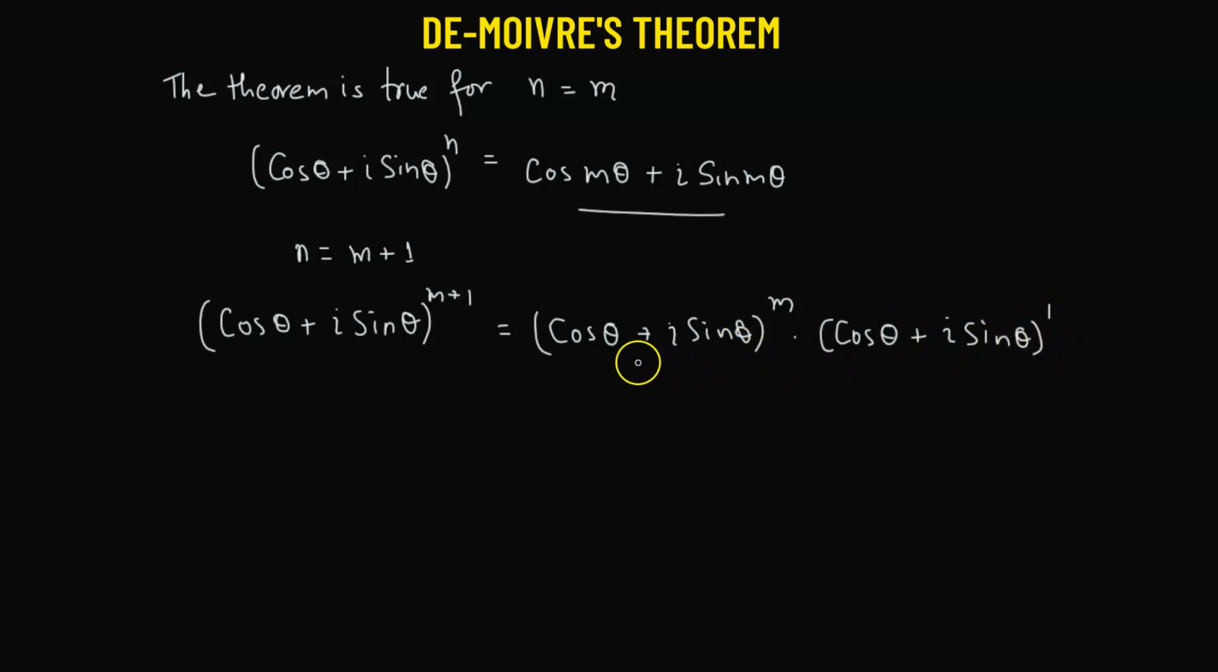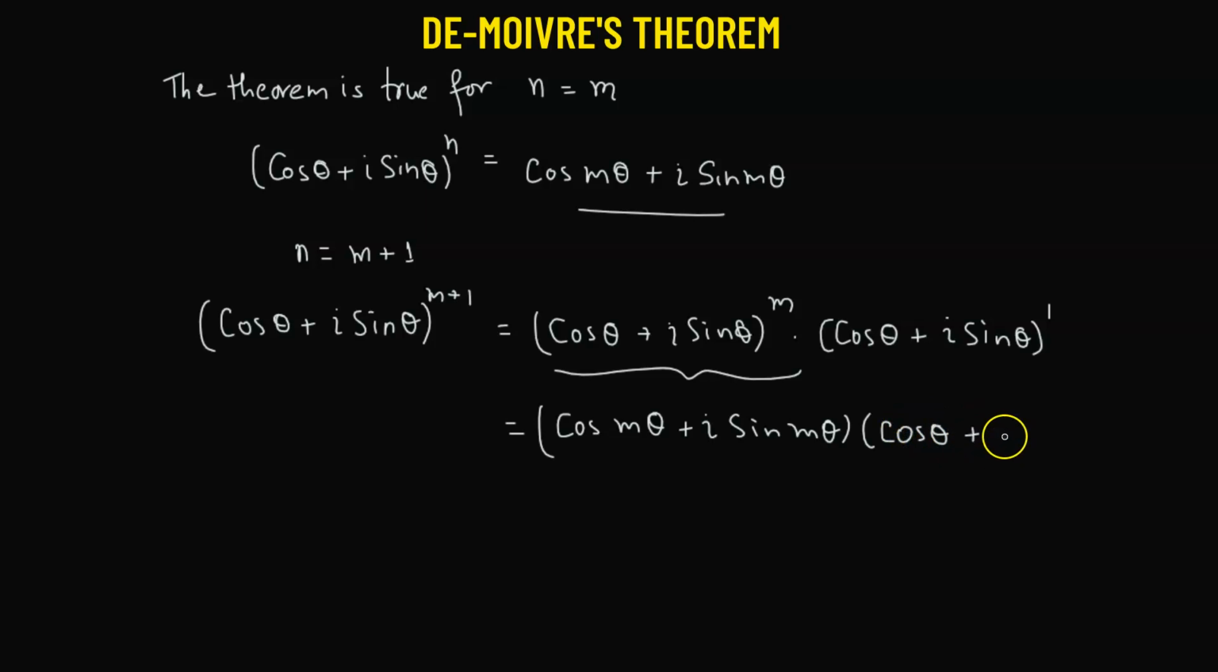Here we use the law of indices. Now this particular expression can be replaced with cos(mθ) + i sin(mθ), because we have already shown that it's true for n equals m. So this will get multiplied by cos θ + i sin θ. Now we'll multiply them.